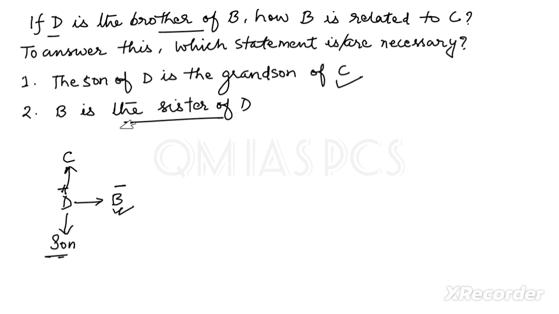We can say B is the daughter of C. Earlier, without this statement, we don't know whether B is son or daughter, but we know B is a child of C. But from this statement we know B is a daughter of C. Okay, that's why we need both statements to answer this question. So like this we have to represent this in the relation tree. Okay, understood? Are there any issues? Fine. Okay, then let's move to the next question.